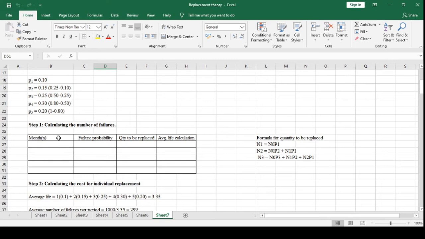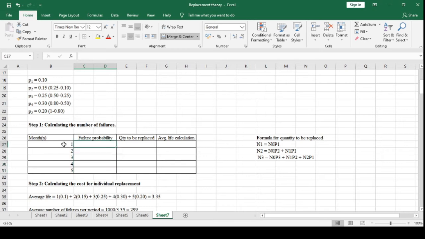So first of all, we will calculate the number of failures. For that you have to make one table which includes 4 columns. The first column is month, denoted by n. So we'll write down the months. How many months are given over here? That is 5 months. So we'll write down 1 2 3 4 5.